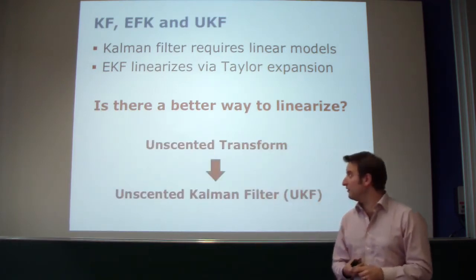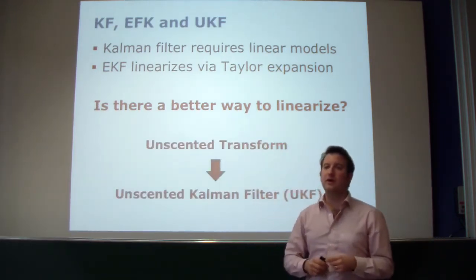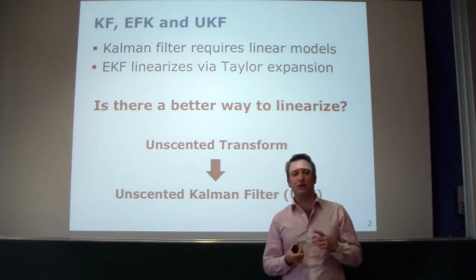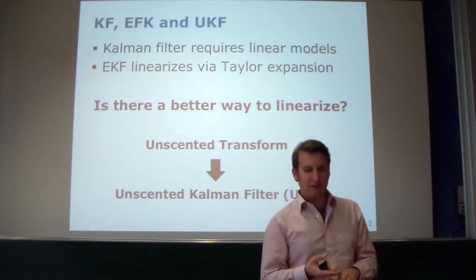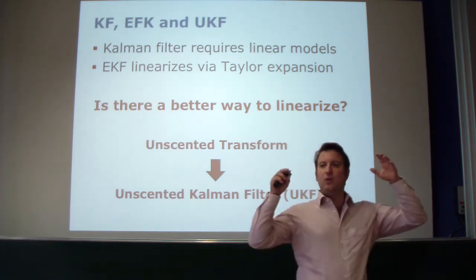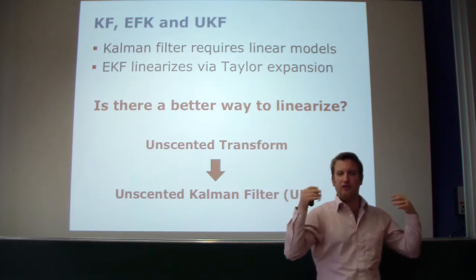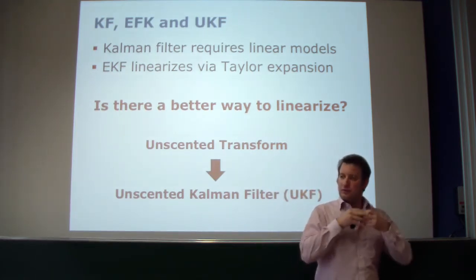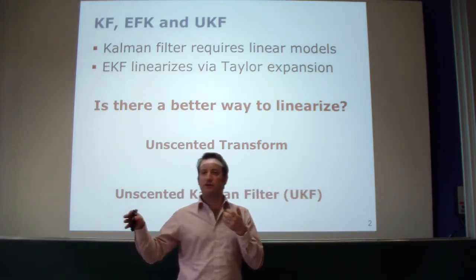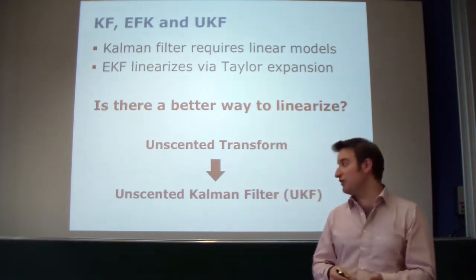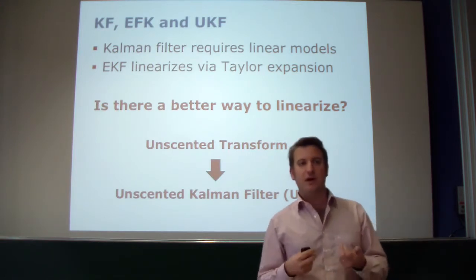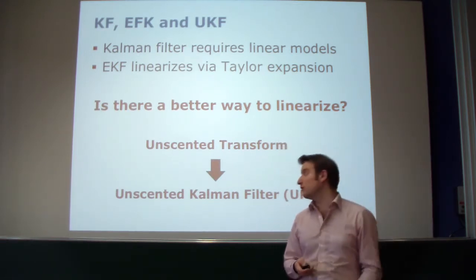One of those better ways is the so-called unscented transform. It is one technique we will look into today on how to obtain better estimates of our mean and covariance when they are propagated through a nonlinear function. That is the key idea. We don't want to approximate the function g or h itself. We just want to look at how a mean and a covariance estimate are propagated through that nonlinear function. This leads to the so-called unscented Kalman filter, which is basically a Kalman filter using the ideas of this unscented transform to obtain better mean and covariance estimates.